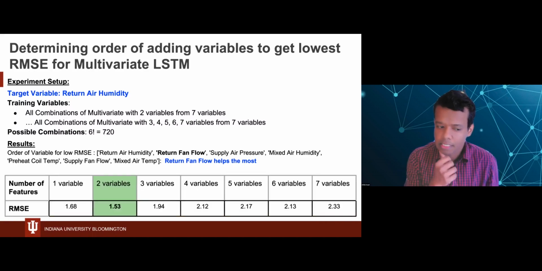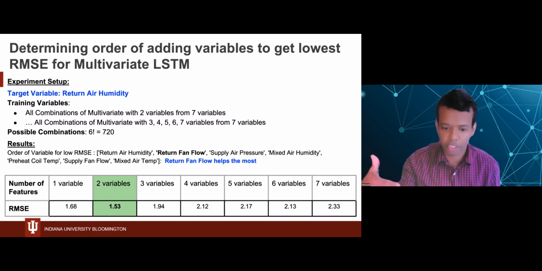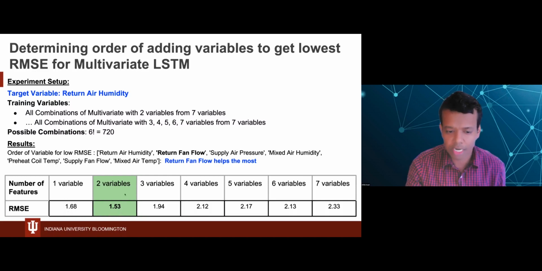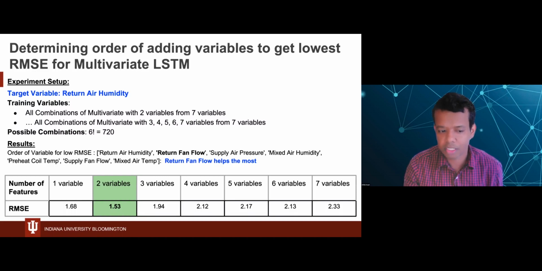So here is the best performance that we obtained with 2 variables, 1 variable, and 3 variables. We consider all combinations and then present the best result. And we see that if we use 2 variables, the best result is 1.53 error, which is better than just using 1 variable. And we are getting this for return fan flow. That means when we predict return air humidity, we are using return air humidity and return fan flow, and that is giving us the best result.